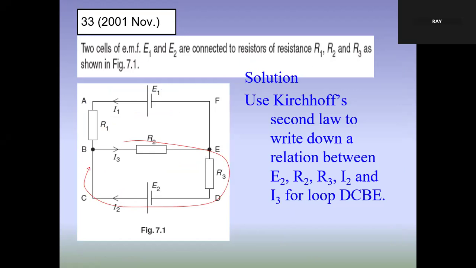Okay, how about this loop? Use Kirchhoff's second law to write the relationship between E2, R2, R3, I2, and I3 for loop D, C, B, E. Yep, what's the equation?